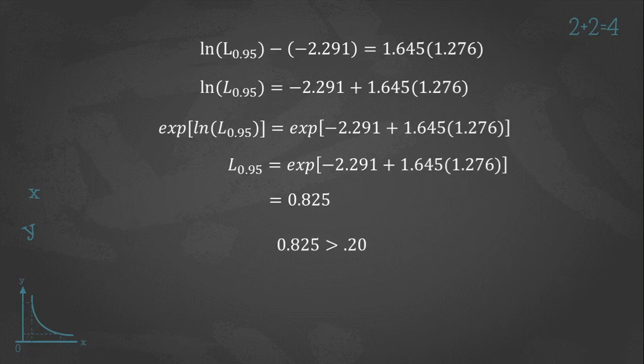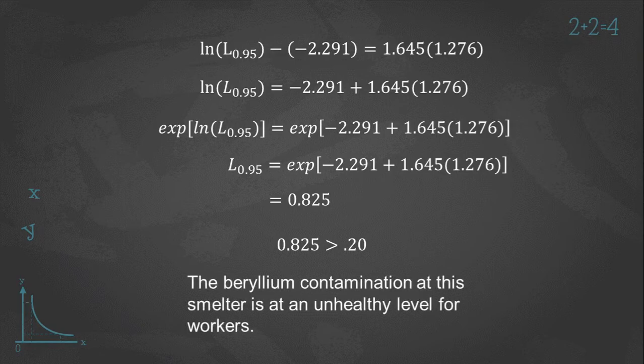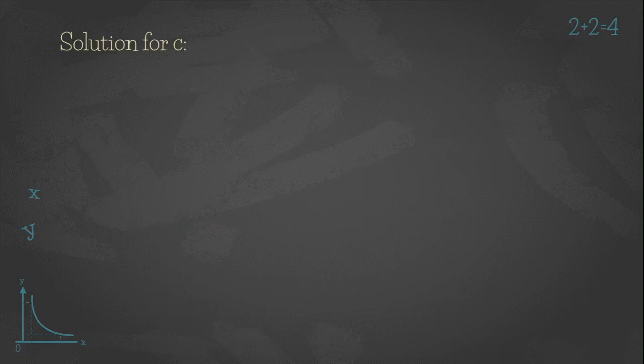And 0.825 is greater than 0.20. Because this estimate of 95th percentile exceeds the DOE safety limit of 0.2, we can conclude that the beryllium contamination at the smelter is at an unhealthy level for workers. So, dahil nag-exceed siya dun sa binigay ng DOE, unhealthy siya para sa mga worker. So, ito yung ating final answer.